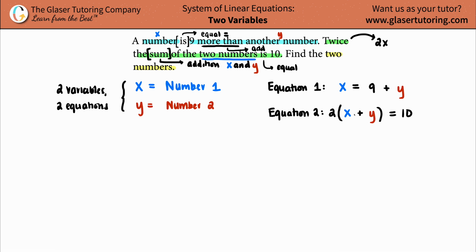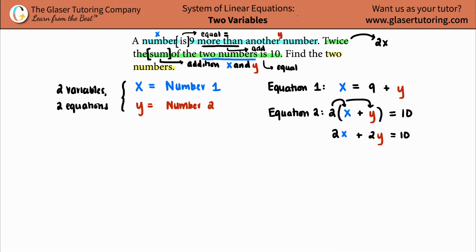Now, maybe if you wanted to, we could distribute this 2 to both of these guys, just to make it look a little better. So we have 2x plus 2y equals 10. But if you didn't want to simplify, you could leave it like this and work with your 2 equations. That's perfectly fine. Now we have to use these equations to get rid of one of your variables.